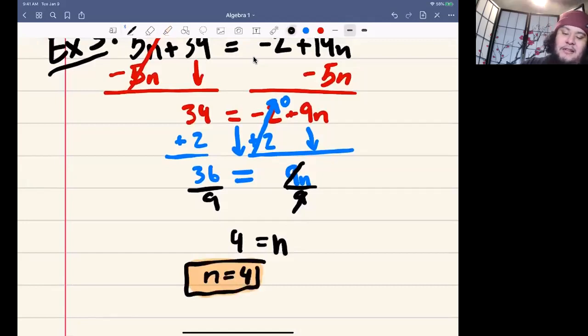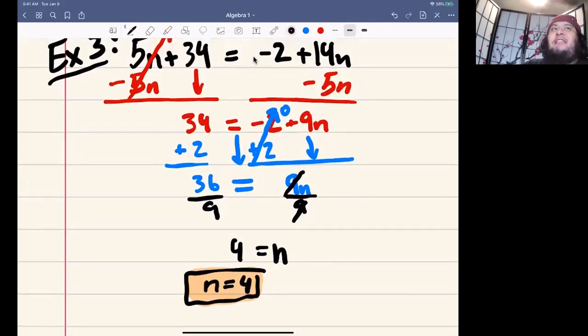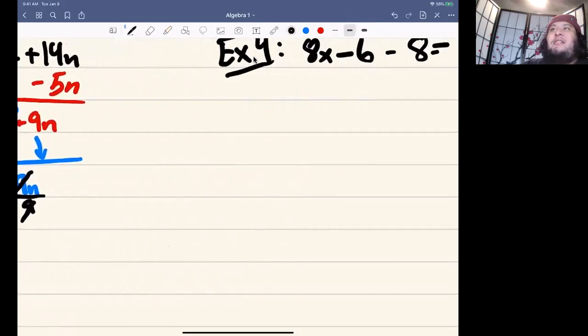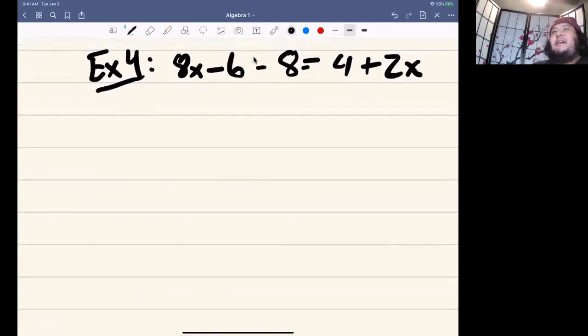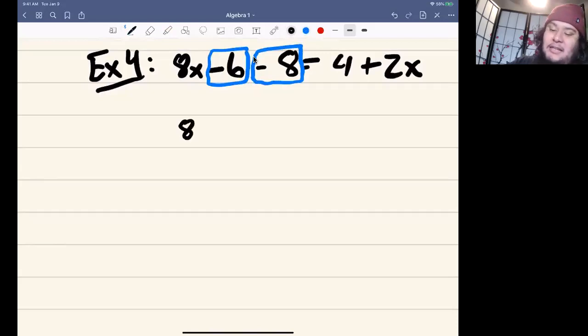Okay? Okay. Now we're just going to go to our last example problem. So now we have 8x minus 6 minus 8 is equal to 4 plus 2x. Okay. So let's look at this here. Are there any like terms we can combine? Yeah, actually, we can. These two look alike. We have negative 6 and negative 8. So we're going to combine those, all right? So 8x is going to stay the same. But negative 6 minus 8 is actually going to be negative 14. Everything else stays the same, though. 4 plus 2x. All right?